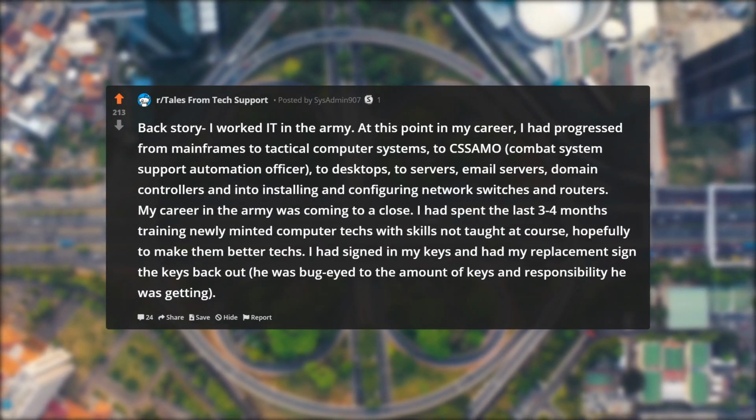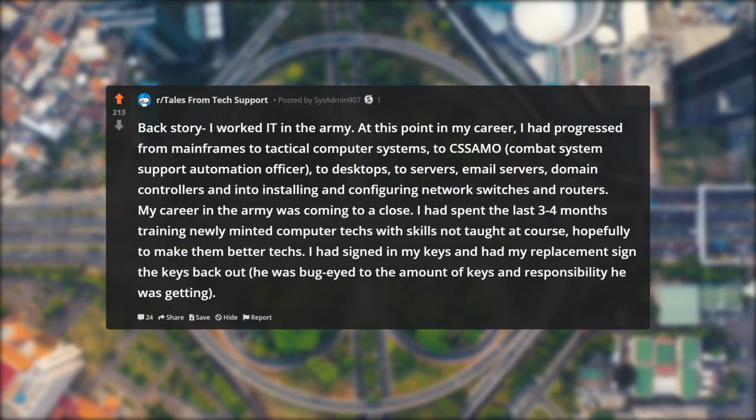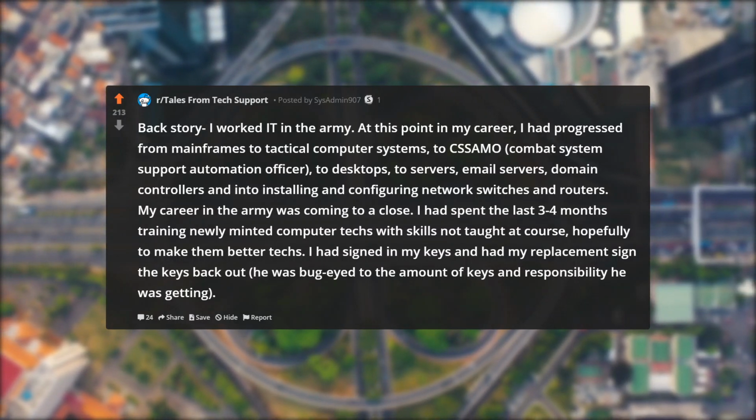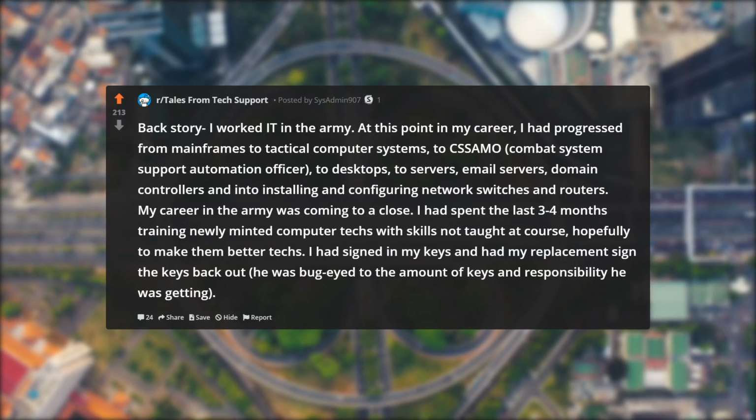My career in the Army was coming to a close. I had spent the last 3 to 4 months training newly minted computer techs with skills not taught at course, hopefully to make them better techs. I had signed in my keys and had my replacement sign the keys back out. He was bug-eyed at the amount of keys and responsibility he was getting.